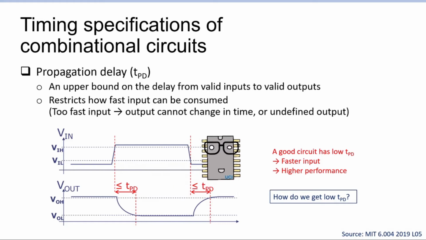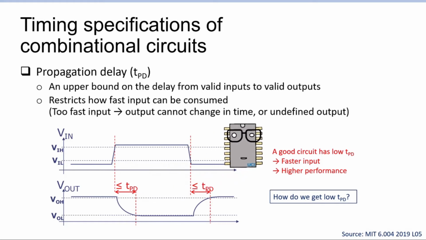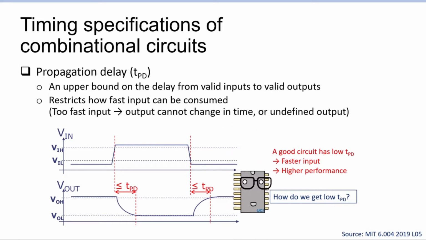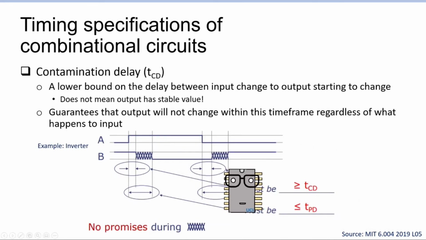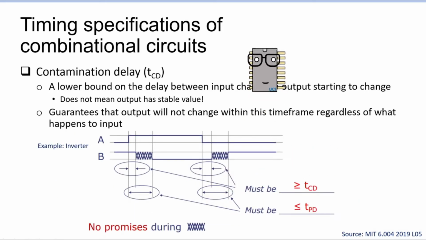So the switching of the input has to be slow enough, depending on the propagation delay of this particular circuit that we've built. So a good circuit would have very low propagation delay because input can change faster. We can process more data more quickly, resulting in higher performance. So the question for architects is how do we achieve low propagation delay? And before we get to that, there's another specification of combinational circuits. The second one is what's called contamination delay, typically denoted as T lowercase cd.